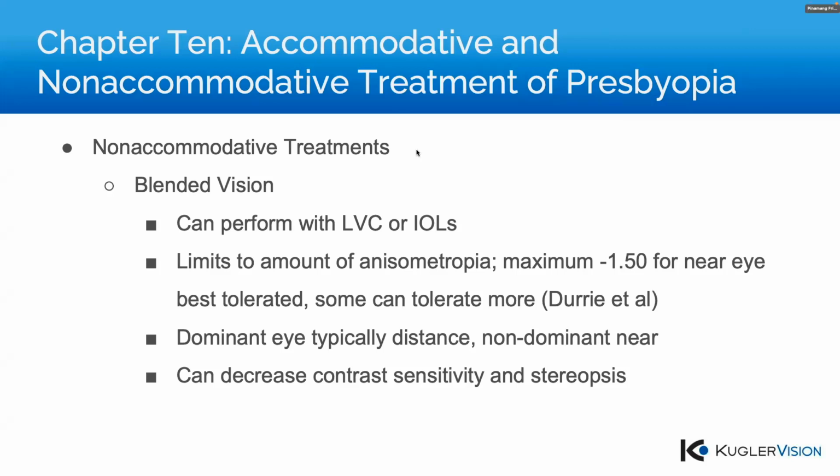With blended vision, we typically take a dominant eye and aim it for best distance, and the non-dominant eye, we aim for more near vision. You can flip that. I know people who work on computers all day or are lawyers or things that are constantly reading and signing documents and things, who want their near eye to be their dominant eye. So you can do that. Most of the time it's done with the dominant eye for distance. Blended vision can decrease your contrast sensitivity and stereopsis. So that's important to discuss with patients ahead of time, but it's a very successful option for people to decrease their dependence on reading glasses.